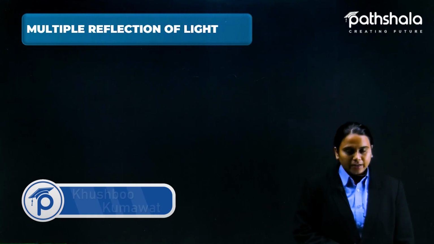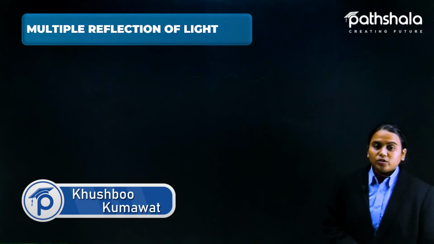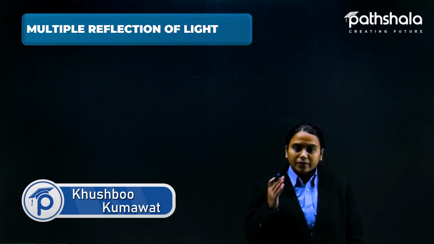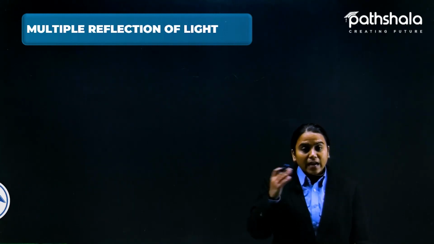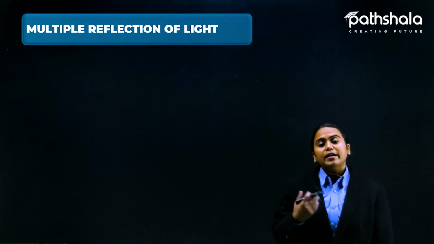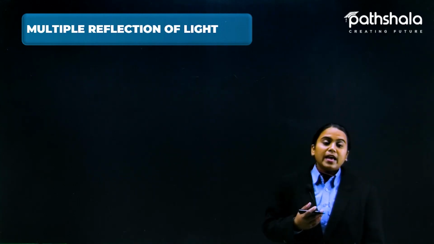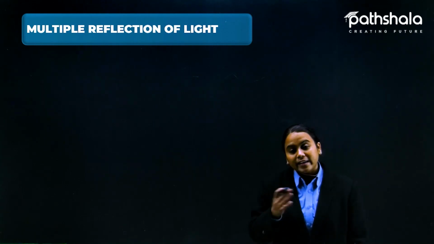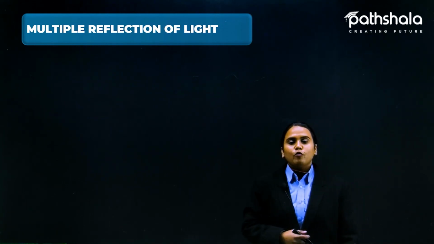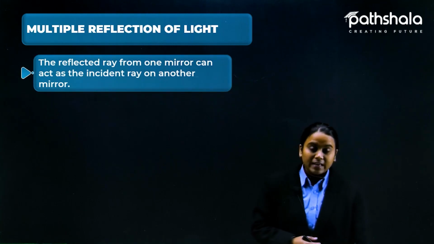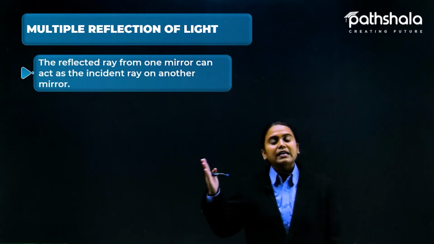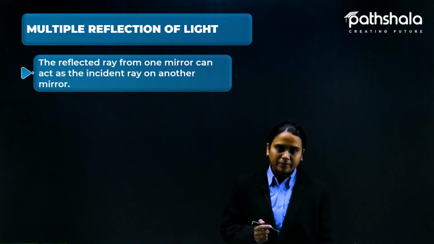Multiple reflection of light. Okay students, now this topic is very interesting. Why? Because in multiple reflection of light, the light is going to be reflected multiple times. Okay, and that easily happens. Yes, and there are lots of practical examples for that also. What is multiple reflection of light? The reflected ray from one mirror can act as an incident ray on another mirror.